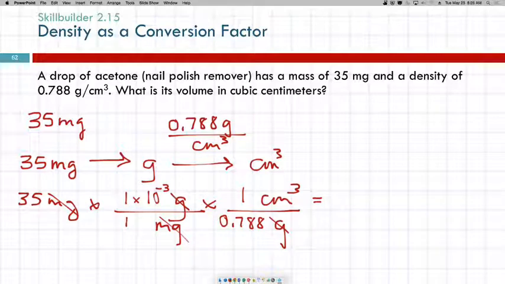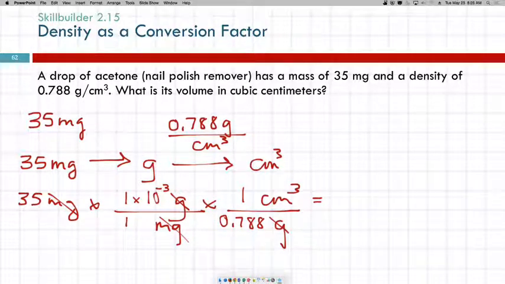So now I get out my calculator. Nope, that's my phone. I should be able to tell the difference. So I'm going to take 35 and multiply by the top there. On your calculator, you'd enter this as 1 EE negative 3. So 1 EE negative 3. And then you can multiply by 1 if you'd like, and divide by 0.788.